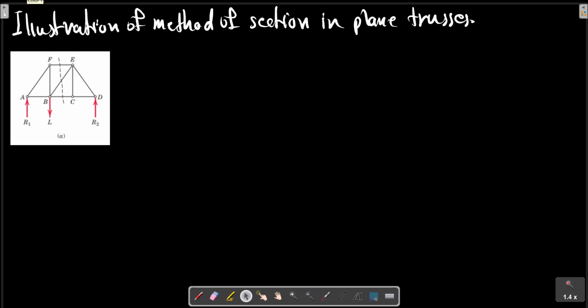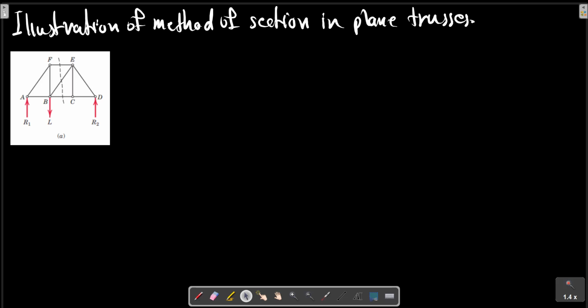Which was used in the explanation of the method of joints before. The truss is shown for ready reference. The external reactions are first computed as with the method of joints by considering the truss as a whole. Let us determine the force in the member BE.